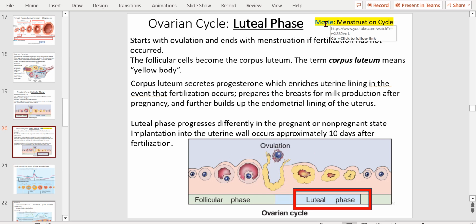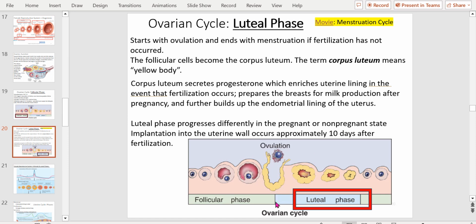But there's a good little movie there. Please pause the movie and have a look. That's a great little video that goes through basically the whole process right here. It's a really good video. Make sure you watch that. It starts with ovulation and ends with menstruation. That's what we're talking about here.